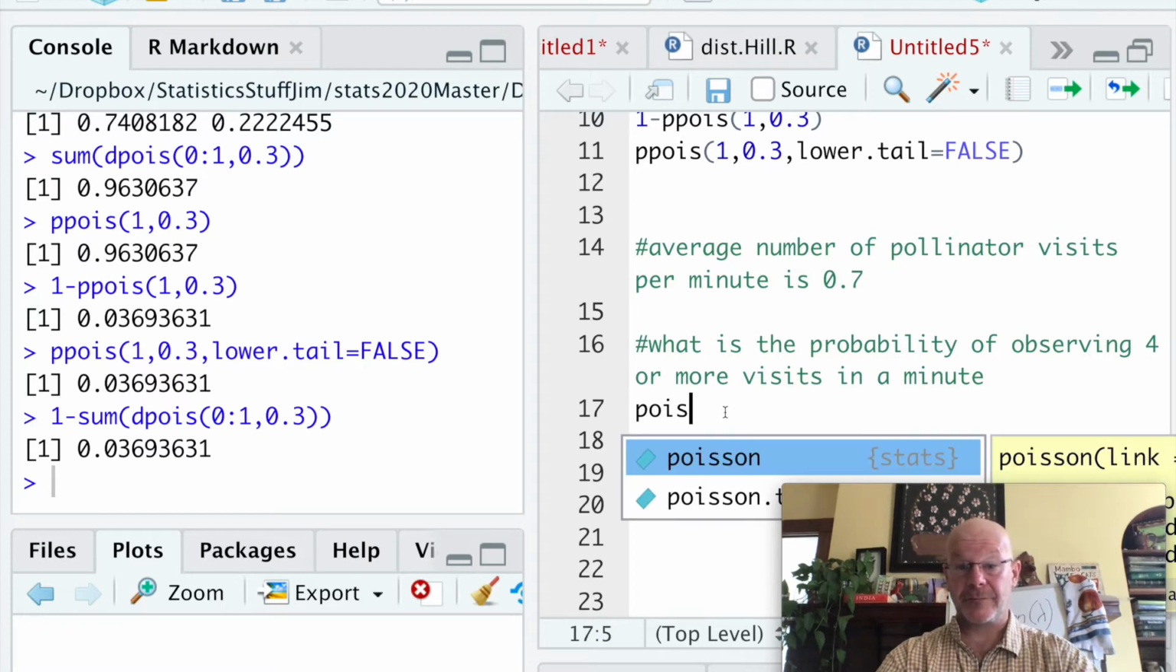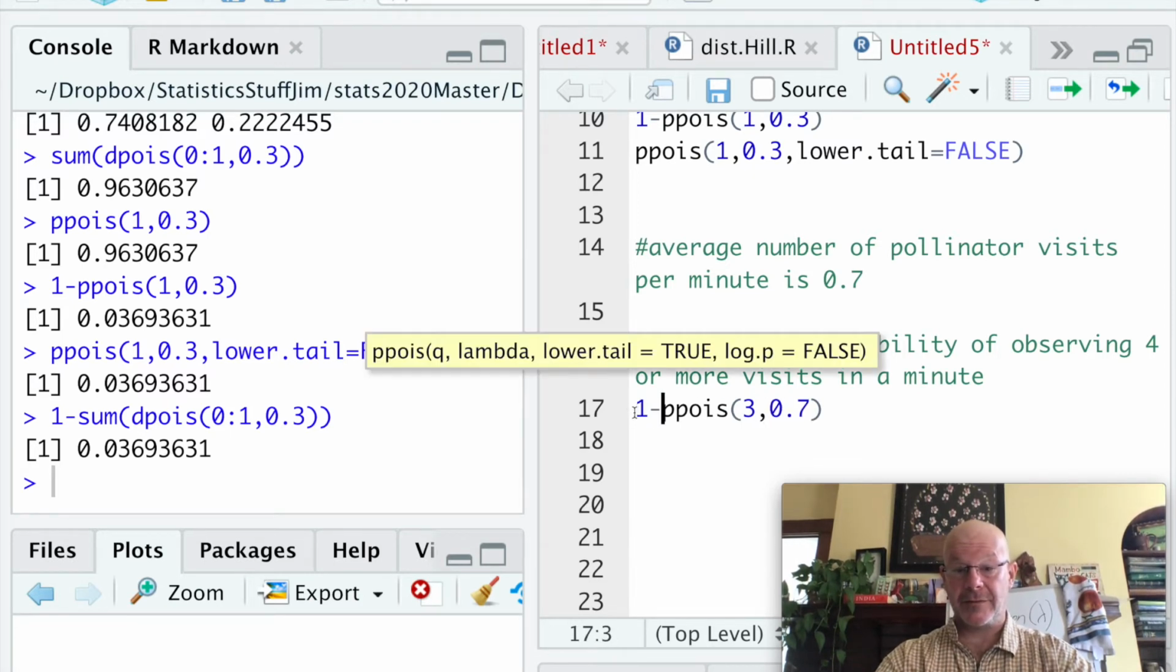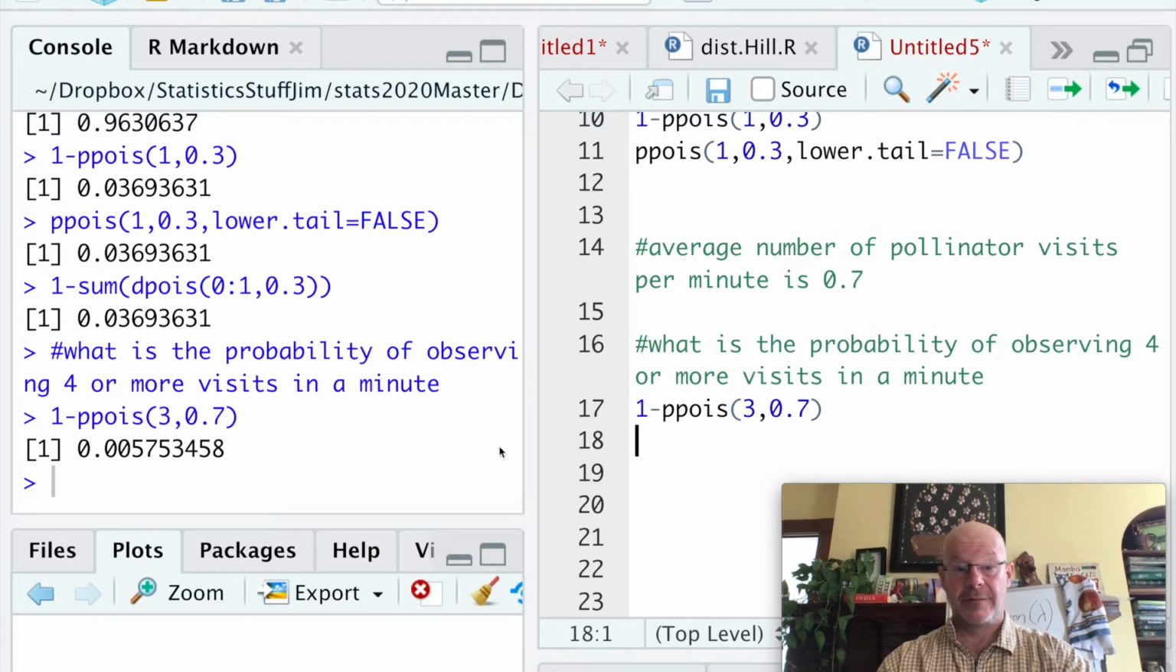the Poisson cumulative distribution function. And if I'm interested in what is the probability of observing 4 or more, what I want to do is figure out what is the probability of observing 3 or less, and subtract that value from 1, and then that will tell us the probability of having 4 or more. And so I'm going to ask, what's the probability of getting from 0 to 3 with a rate parameter of 0.7? And I would take that value and subtract it from 1. So a pretty low chance that I'm going to see 4 or more.